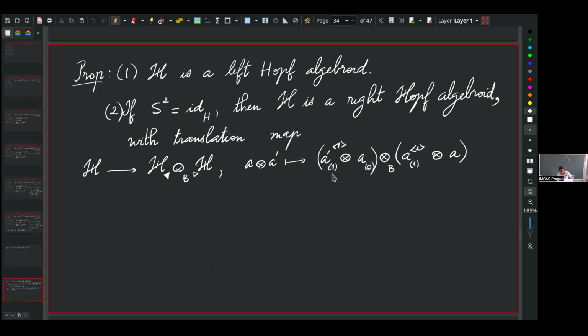Okay, so here I use this pointy Sweedler notation to denote the translation map of A prime. Like this. Okay. And with this, we have defined what is called the Ehresmann-Schauenburg right Hopf algebroid.